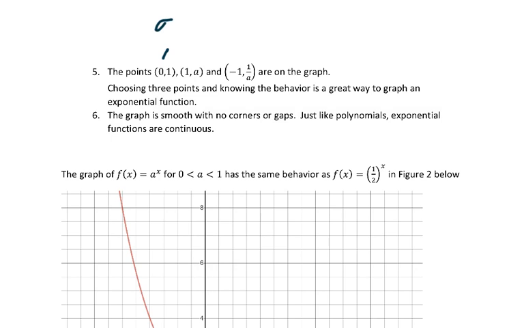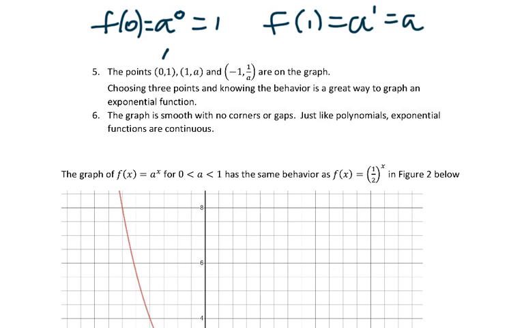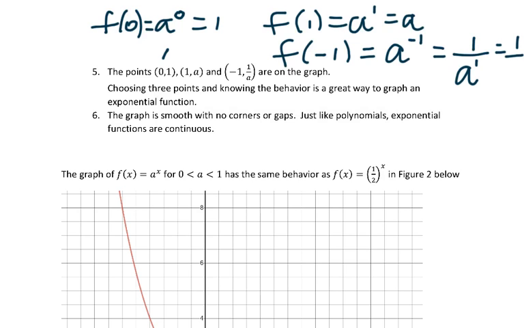Again, the first one comes from the fact that a to the 0, which is f of 0, is 1. From the second point, we have that f of 1 is a to the 1, which is a. And from the third point, f of minus 1 is a to the negative 1. But if you go back to the laws of exponents, this is the same as 1 over a to the first, which is 1 divided by a.